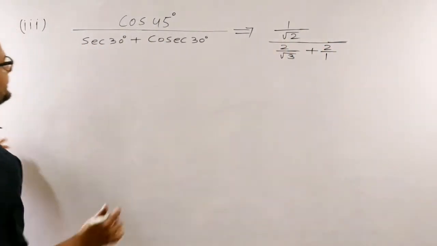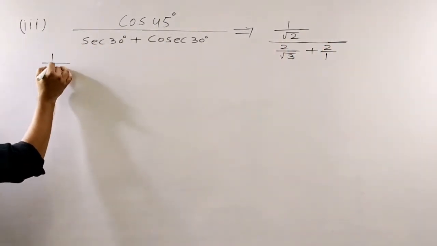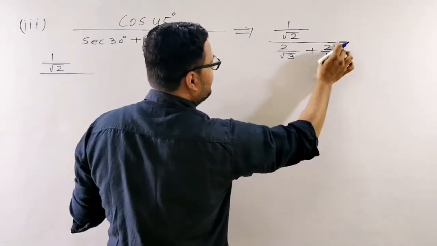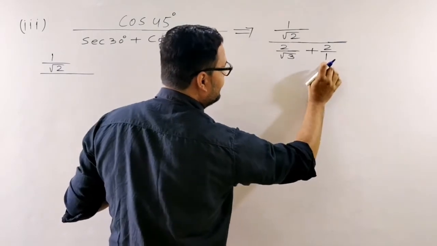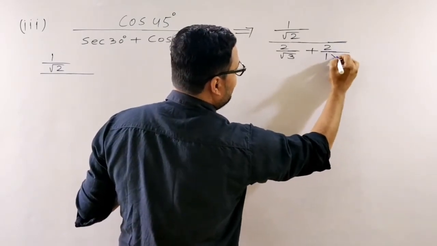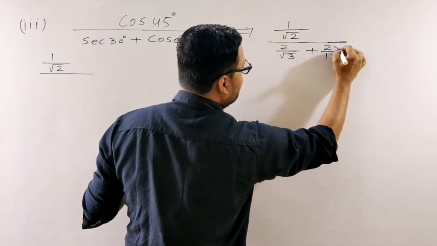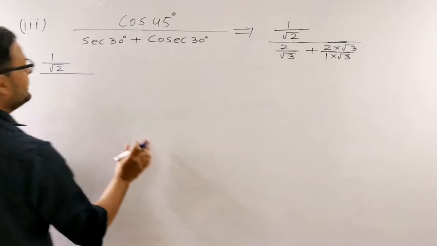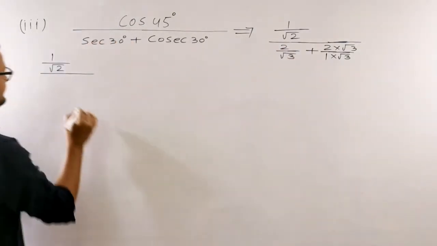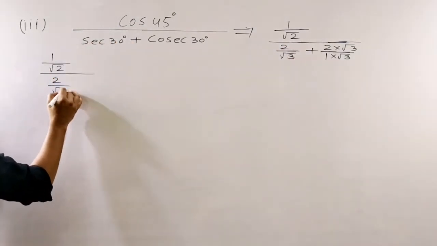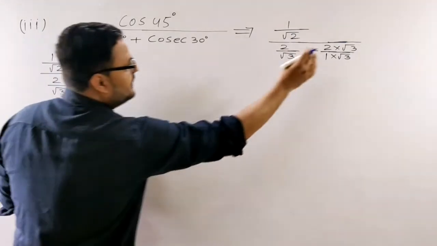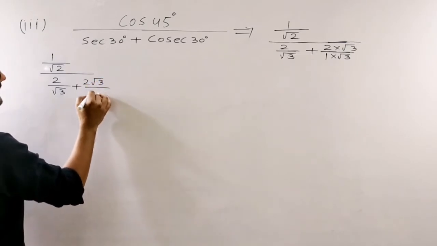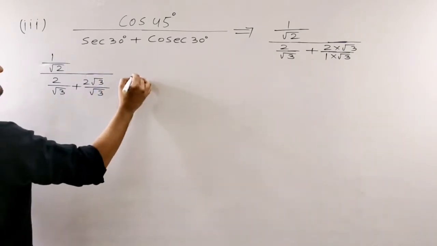Now 1 by root 2. Then divide 2 by root 3 and 2 by 1. It means root 3 and 1. The LCM is root 3. So I can multiply with root 3, and this also I can multiply with root 3. So I got 1 by root 2 and 2 by root 3, 2 by root 3 plus 2 into root 3. It means 2 root 3 and divide root 3.